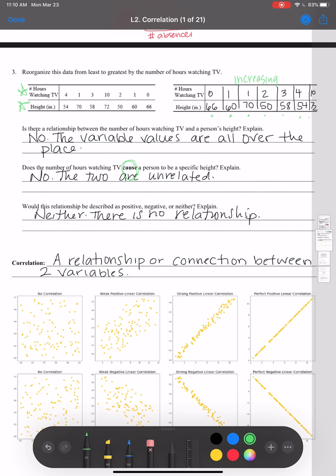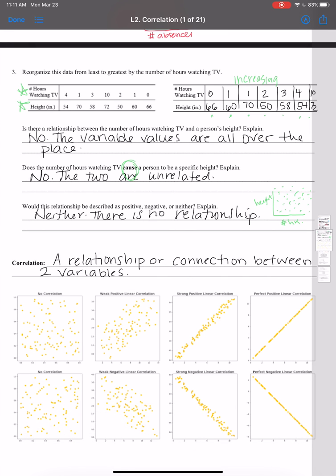So a graph of this would look like this. The number of hours would be down here. Height would be here. And you would have just a scatter plot that looks like this. It's all over the place. There's no general trend of increasing or decreasing. Okay.